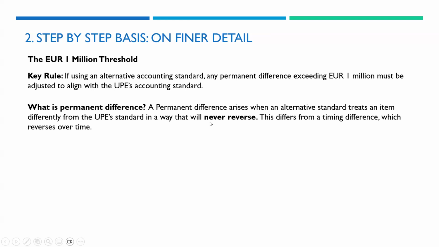Now, we say that we'll only use temporary differences for deferred tax accounting because of timing difference, but here we will not be accounting for temporary differences. Let's say there is a temporary difference like depreciation calculation, it will all normalize until the life of the asset. After the life of the asset, everything will normalize. But if there is a permanent difference between how the UPE is accounting and how you are accounting using the alternative standard, then if each difference is more than 1 million, that has to be adjusted.